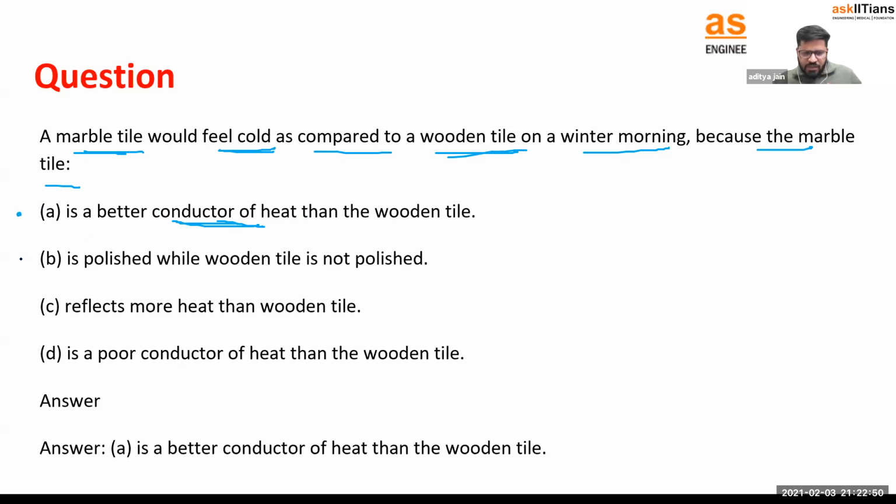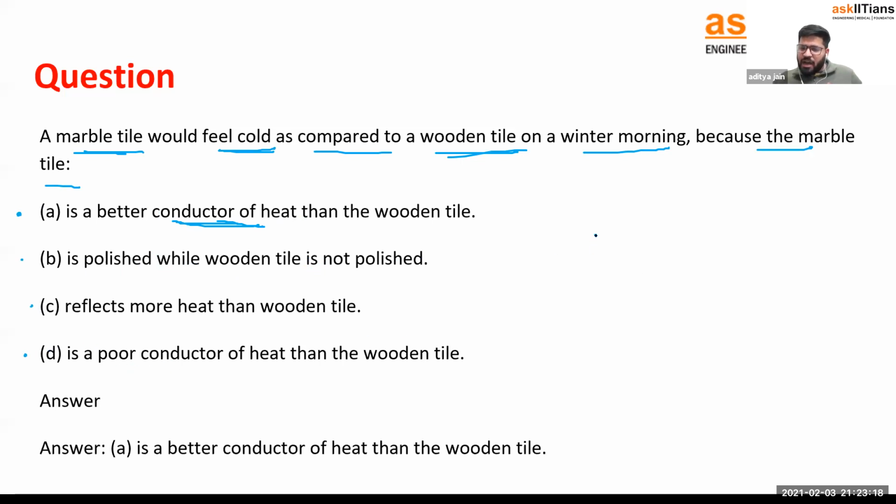Okay. Now the second one: is polished while wooden tile is not polished? I don't think that makes any sense. Polished doesn't make any sense. It makes sense in the case of friction only, so there is no need of friction here. Let's see option C: reflects more heat than wooden tile. Okay. Is a poor conductor of heat than the wooden tile? No, it is a better conductor of heat, not a poor conductor of heat.